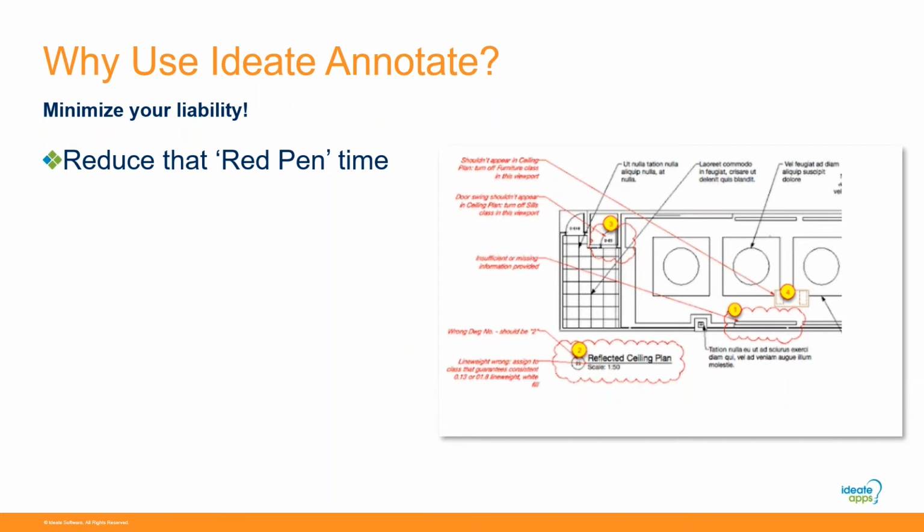Those things will hopefully be picked up so that your reviewer is only reviewing the actual drawing content from a technical or design point of view, and they're not highlighting and circling where you've got text overlapping and things like that. So this is another great use of the Ideate Annotate tool. If we can reduce that red pen stage, then I think that's beneficial to all projects.